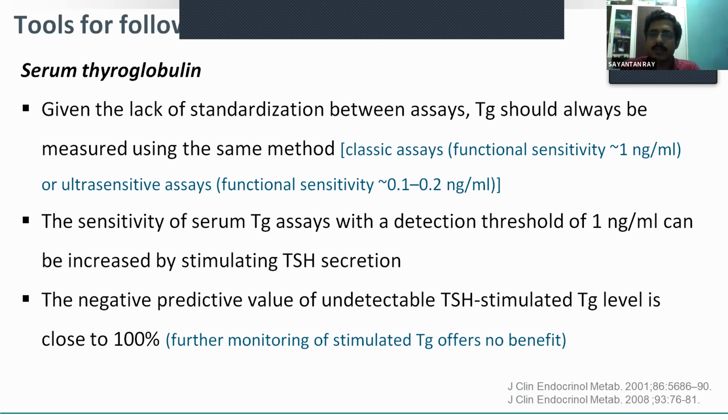And here also, the sensitivity of the serum thyroglobulin assay with a detection threshold of 1 nanogram per ml can be increased by stimulating the TSH secretion, either by a long-term levothyroxine withdrawal or injections of recombinant TSH. The negative predictive value of an undetectable TSH-stimulated TG level is close to 100%, the implication being that further monitoring of stimulated TG usually offers no additional benefit. And the second recombinant TSH-stimulated TG is informative only in patients who had the first stimulated TG detectable.